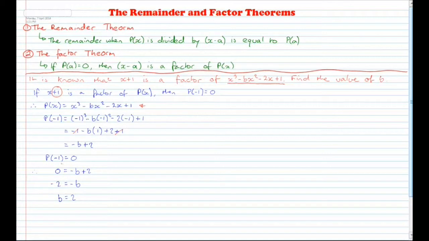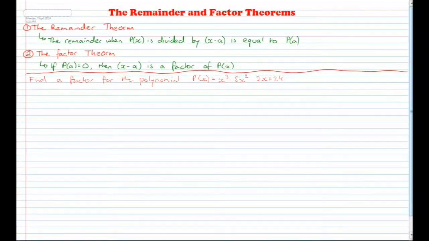Now because I know that p of negative 1 will get us an answer of 0, what I can actually do is write in 0 here instead of p of negative 1. So I've written 0 is equal to negative b plus 2. And of course now I go through and solve for b, so what I need to do is minus 2 off both sides, just here and here like so. And I get negative 2 is equal to negative b, and when I divide both sides by the negative, I end up getting b is equal to 2.